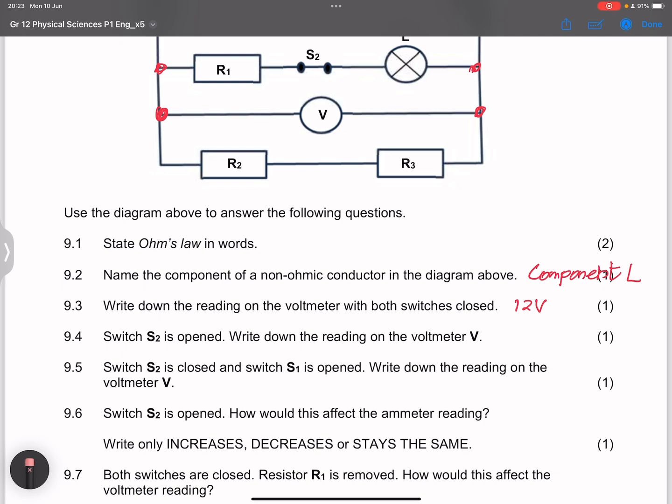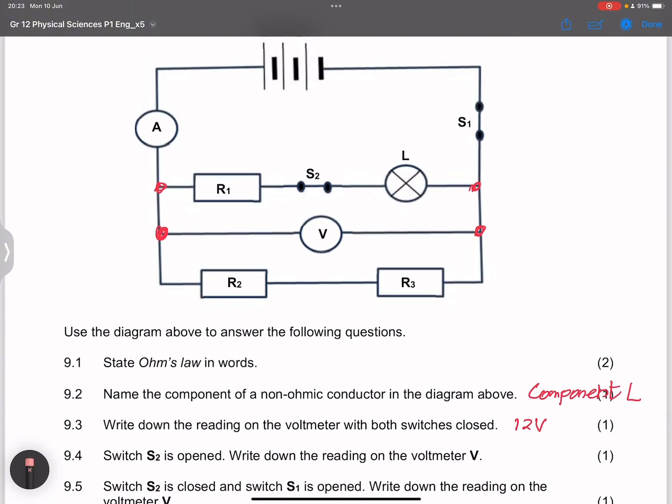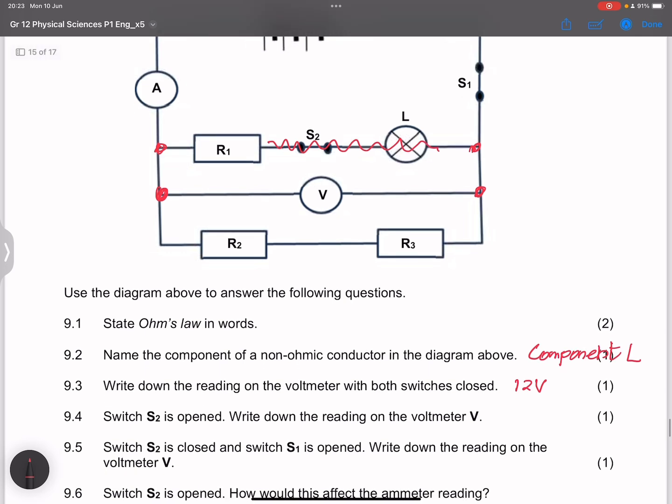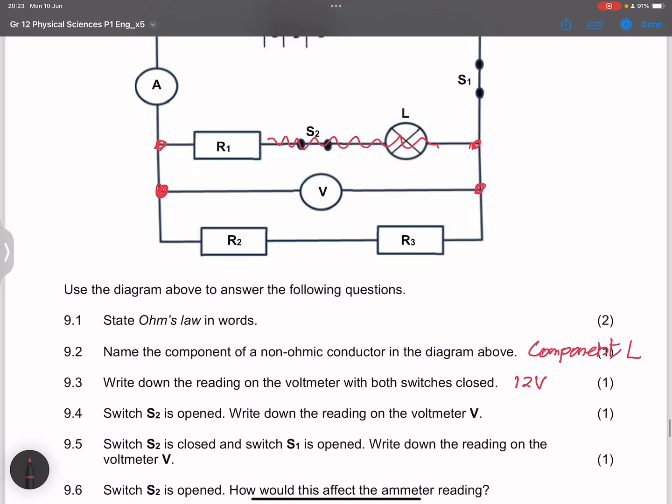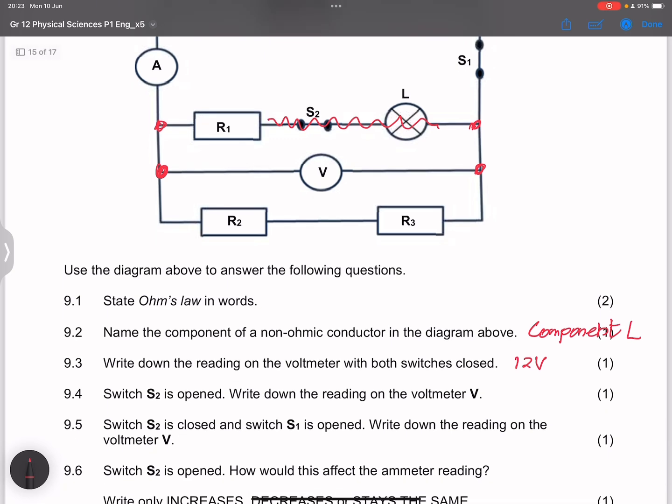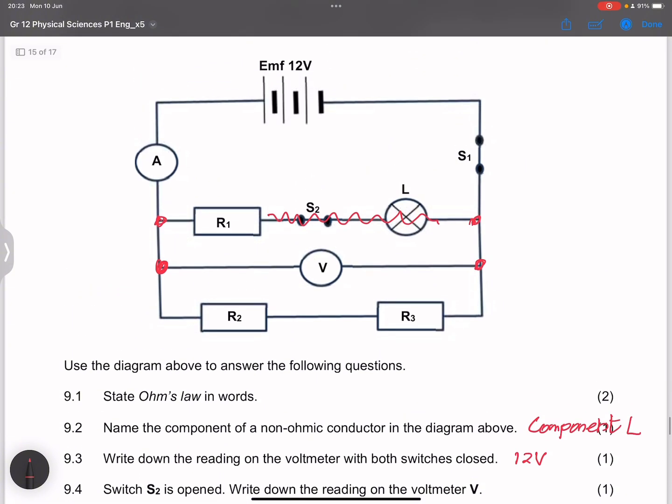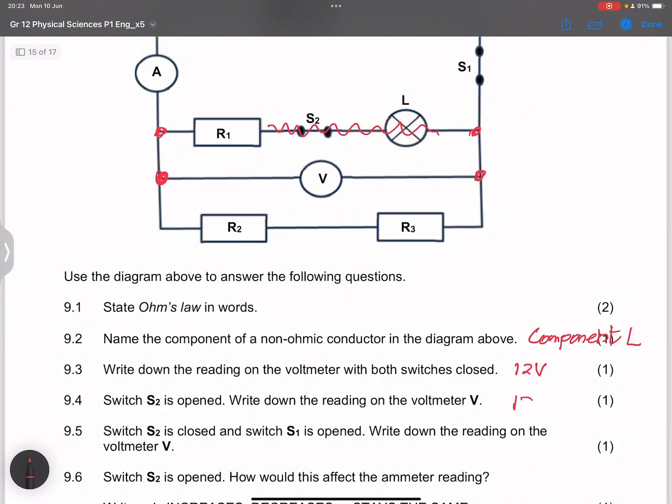Now they say switch S2 is open. The moment we open switch S2, those two resistors are not connected to the circuit. There's no current flowing through them. They say write down the reading on the voltmeter. Once again, even with switch S2 open, the reading on the voltmeter would still be 12 volts.